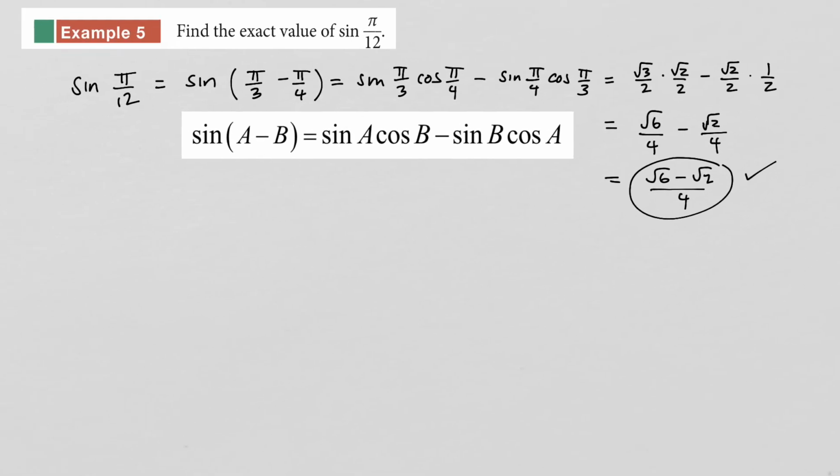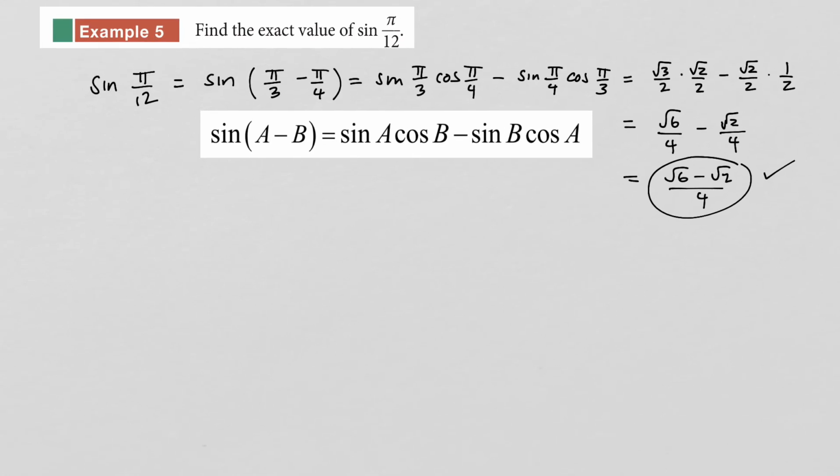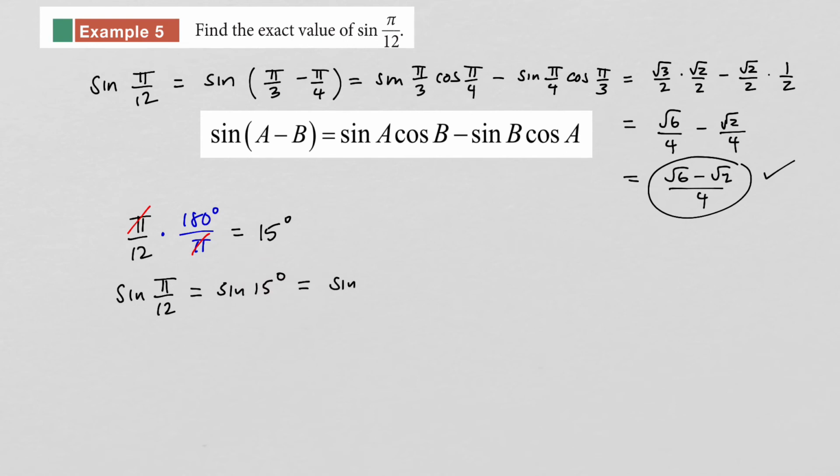But let me show you another way to approach this problem. Another way to do this would be to take the angle pi over 12 and change it to degrees. If we multiply this by 180 degrees over pi, the pi's cancel out and we get 180 divided by 12, which is 15 degrees. So the sine of pi over 12 radians is the same as the sine of 15 degrees. Then you just have to figure out how you can get 15 by adding or subtracting two special angles. You actually have a couple of options.